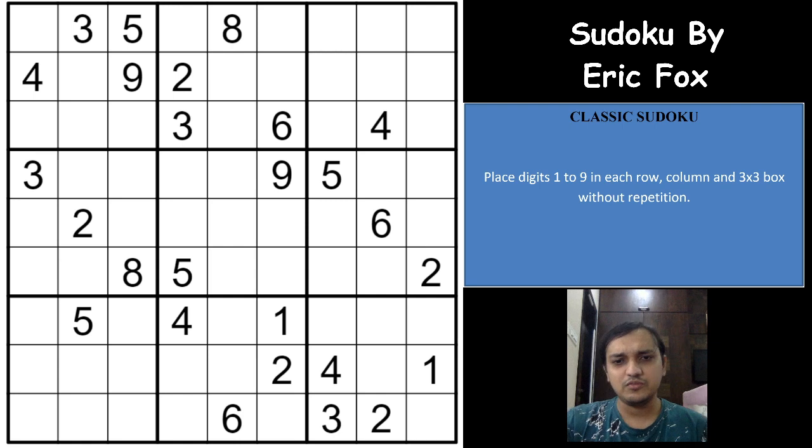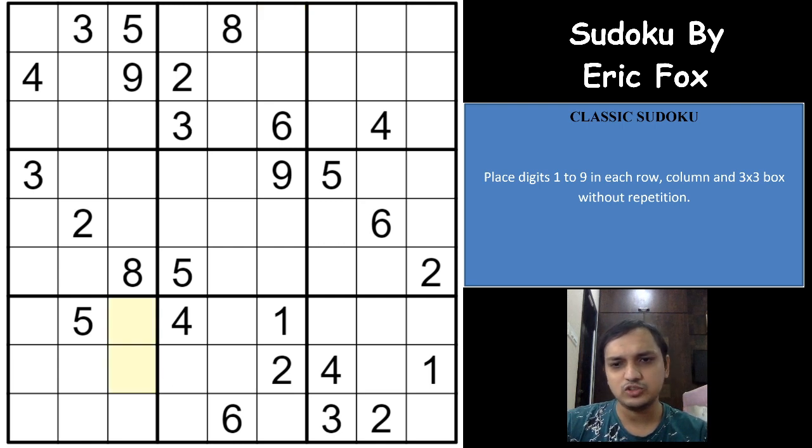So we'll just go with the rules. We need to place digits from 1 to 9 in each row, each column, and each 3 by 3 box without repetition, and that's it. By this we'll start the Sudoku. Let us see if we can fill a few digits with this.